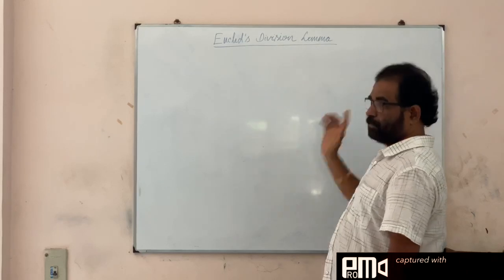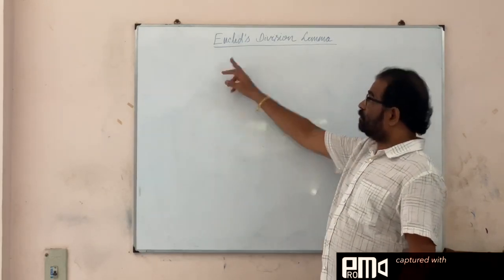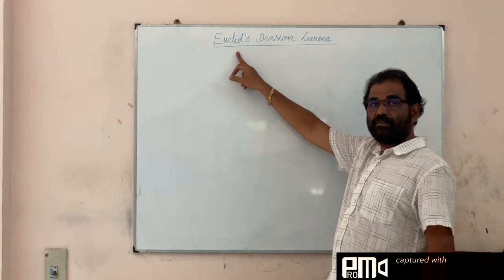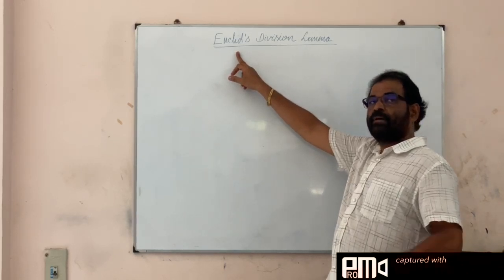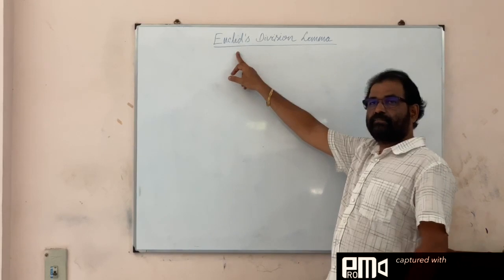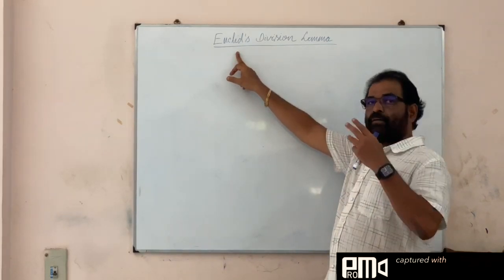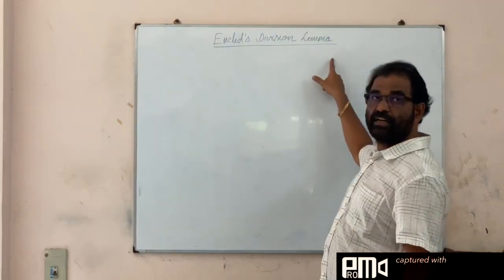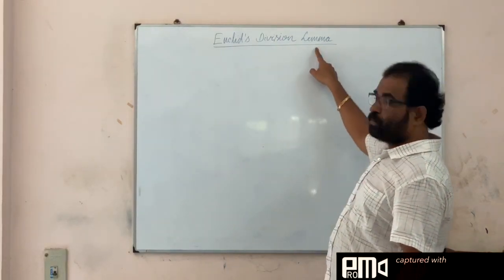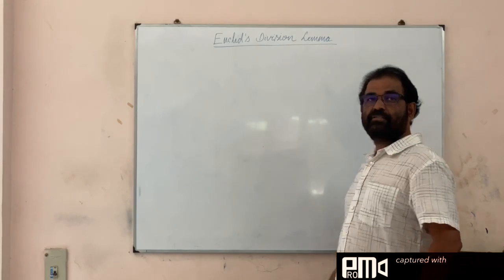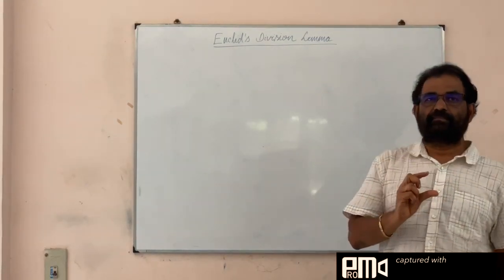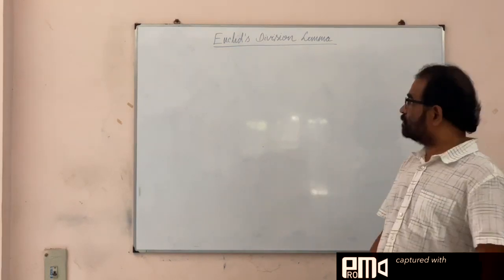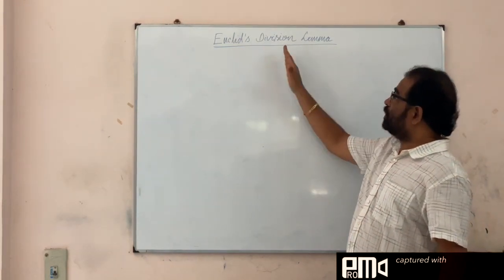Euclid's division lemma. Euclid, the famous mathematician, is generally known as the father of geometry. He has also contributed some properties of numbers. One among them is the division lemma. By the way, what is this lemma? Lemma means mini theorem, some small theorems based on some numbers. Okay, what is this Euclid's division lemma?